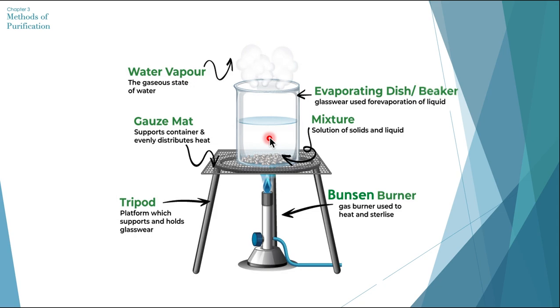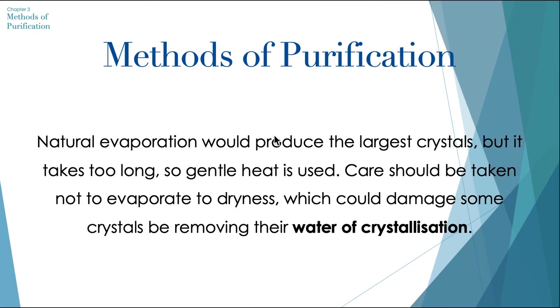And the slower the evaporation, the larger the crystals. So we evaporate water from the solution, and in the end we are left with the salt crystals. Natural evaporation would produce the largest crystals, but it takes too long, so gentle heat is used. Care should be taken not to evaporate to dryness, which could damage some crystals by removing their water of crystallization. So the water of crystallization is important for crystals. This is how we get the salt crystals.